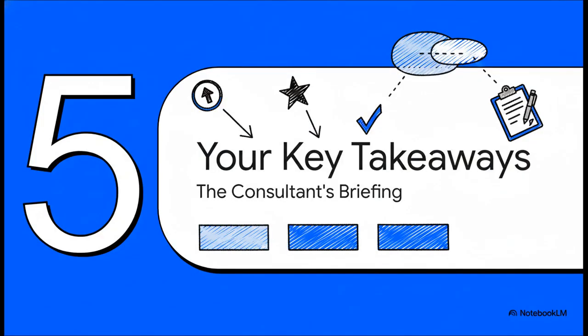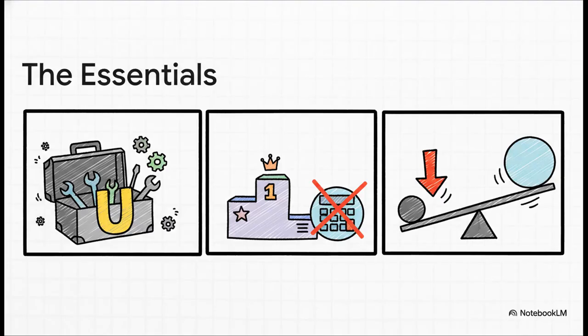Okay, time to wrap this up. Let's boil it all down to your key takeaways. This is the consultant's briefing. If you remember nothing else, remember this. Okay, 3 things. Number 1, the Mann-Whitney U is your go-to move when you're comparing two independent groups, but your data isn't playing by the normal distribution rules.